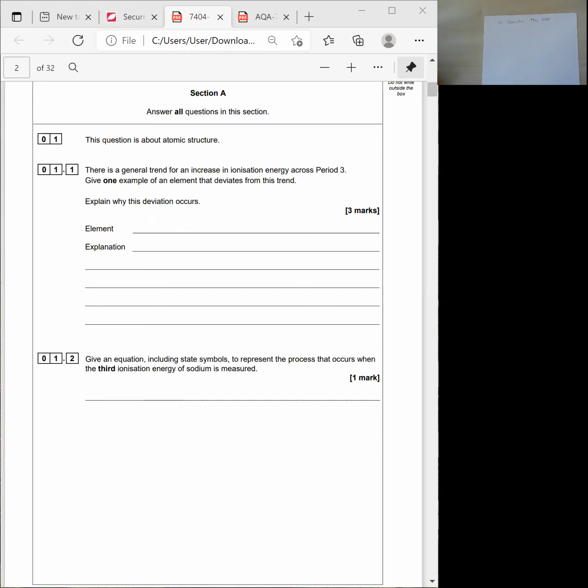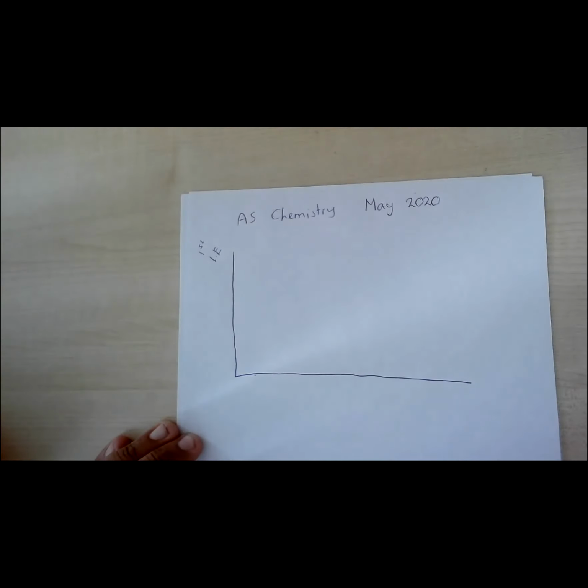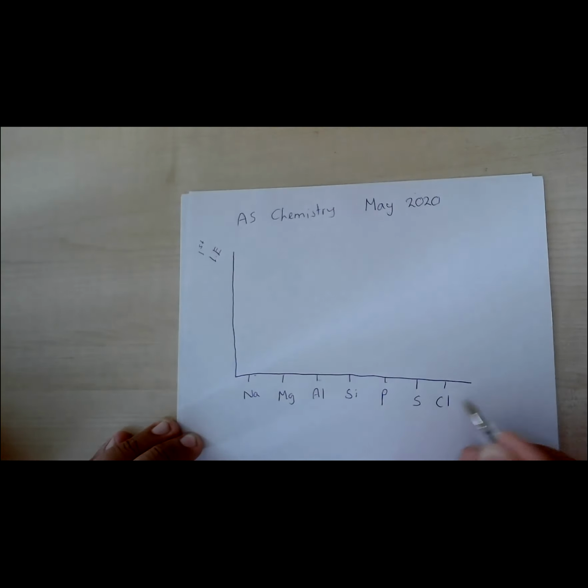If you take a look at period 3, let's just say we have a graph. We have the first ionization energy, and we have the elements across period 3: sodium, magnesium, aluminium, silicon, phosphorus, sulfur, chlorine, and argon. So these are the elements across period 3.